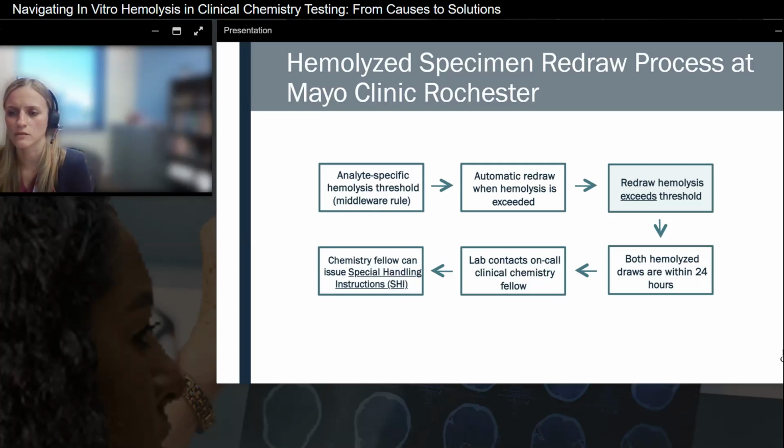One, the clinical service cancels and will just order a draw later in the day. The second scenario is that the service would like a redraw, so a redraw is issued, and we specifically request for the redraw to be collected by venipuncture to help reduce some of that in vitro hemolysis, particularly the causes that are associated with line draws. Or the third scenario is if the sample from the patient has been repeatedly hemolyzed and all of the other interventions to help prevent in vitro hemolysis have not been successful, the clinical chemistry fellow may issue a process called Special Handling Instructions, or SHI.